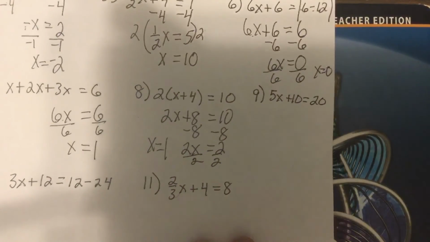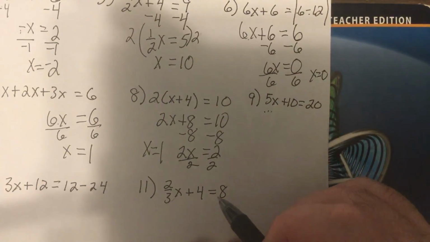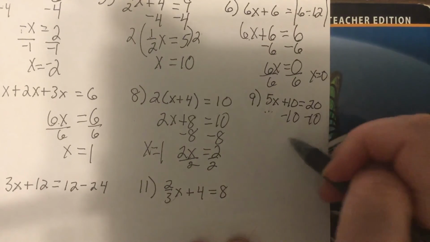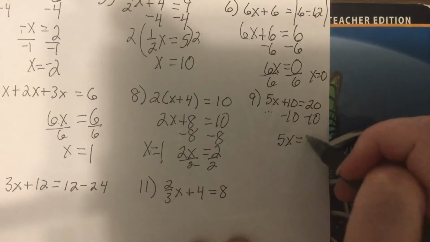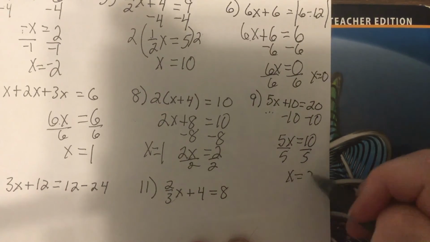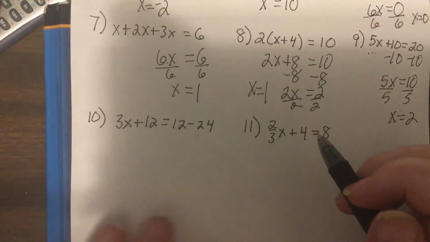That was tricky. See if you can do number 9 on your own, and then turn me back on. So subtract 10 from both sides. Divide by 5. So x equals 2.